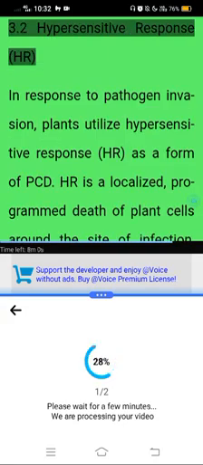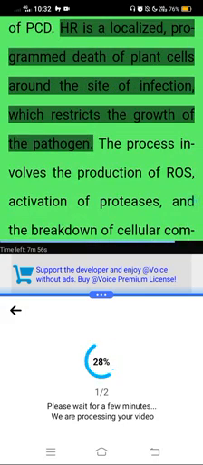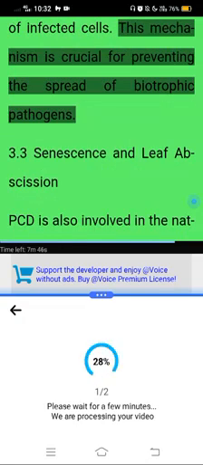3.2 Hypersensitive response (HR). In response to pathogen invasion, plants utilize the hypersensitive response (HR) as a form of PCD. HR is a localized, programmed death of plant cells around the site of infection, which restricts the growth of the pathogen. The process involves the production of ROS, activation of proteases, and the breakdown of cellular components, leading to the death of infected cells. This mechanism is crucial for preventing the spread of biotrophic pathogens.